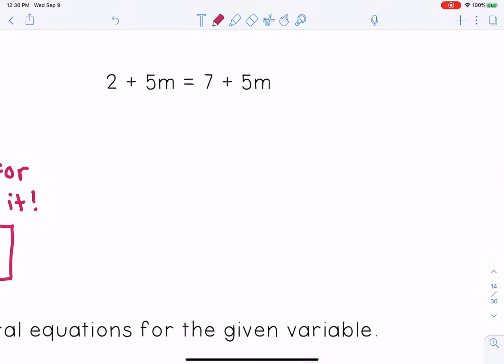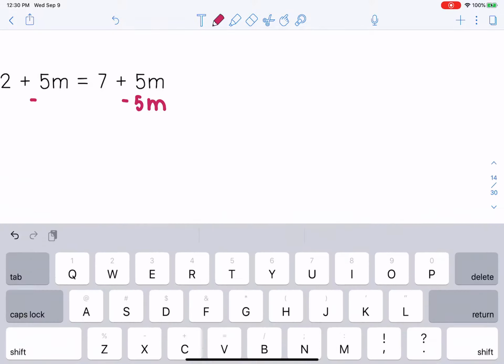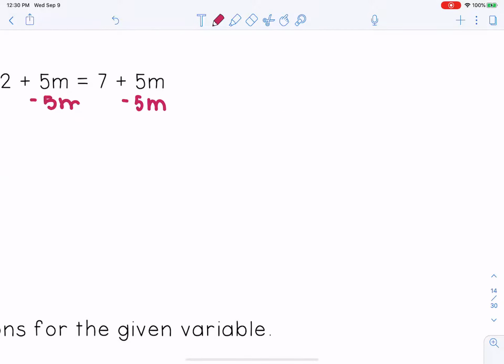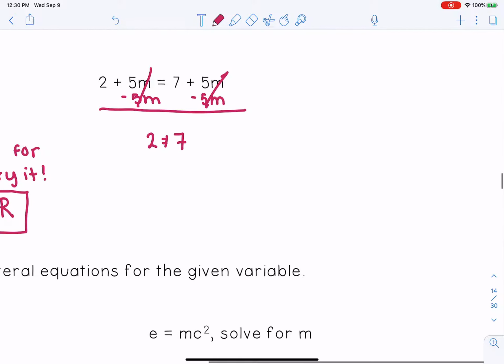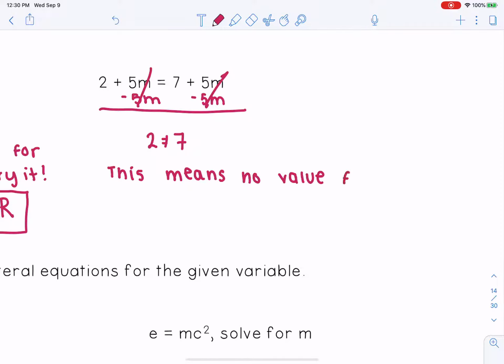Let's just try to solve. I subtract 5m from both sides. Notice they both cancel out on each side. So I'm left with 2 equals 7, which is not true. So this means no value for m will be true.